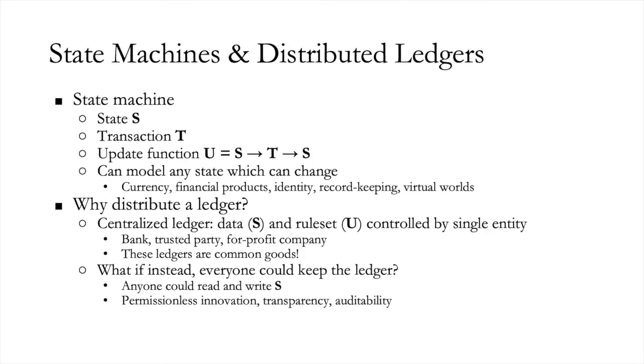So we might try to distribute the ledger, to make it the case that anyone could read and write S, could apply these transactions, and could verify that the function U was applied correctly to each state in each transaction. This introduces lots of complications, hence the field of blockchain development, but it provides some pretty core benefits, which one might have reason to think are worthwhile or worth a lot of research.